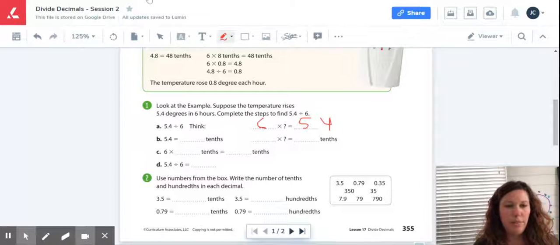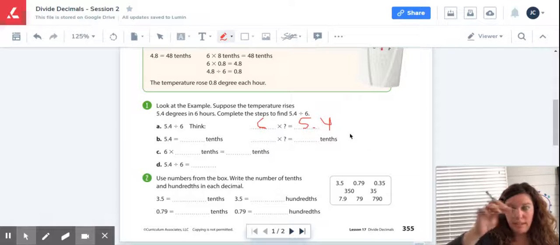Oh, this is the program that doesn't like it. So let me go ahead and put it in. I forgot this is the program that doesn't like my handy dandy pen that gets to write on my screen.